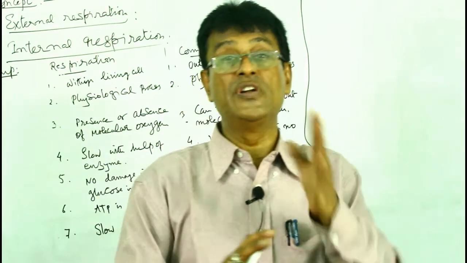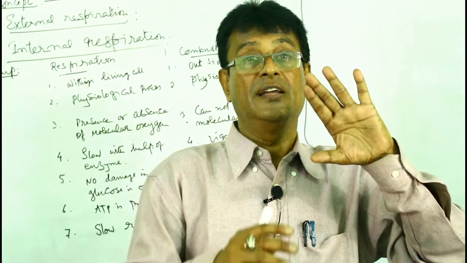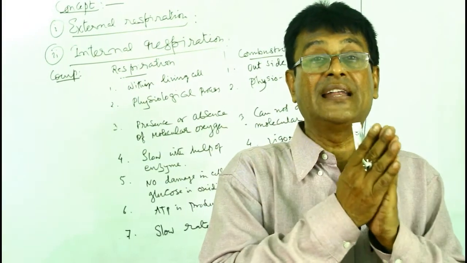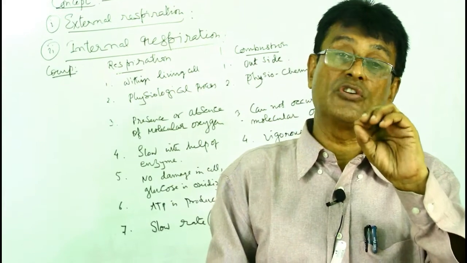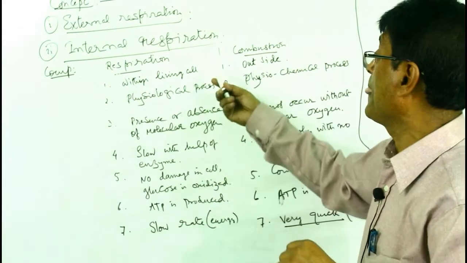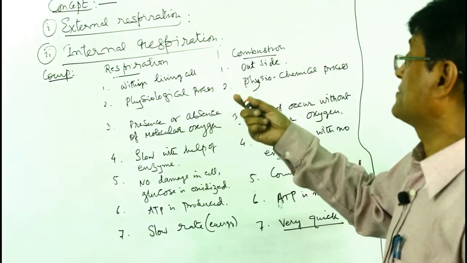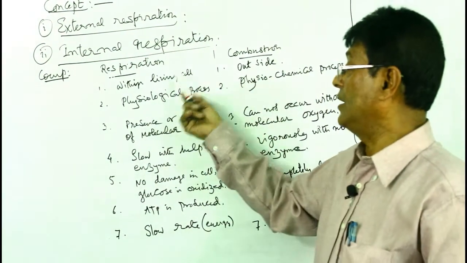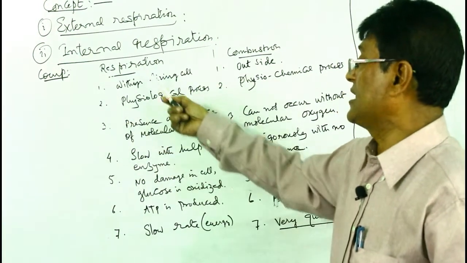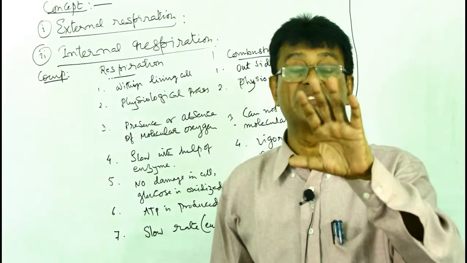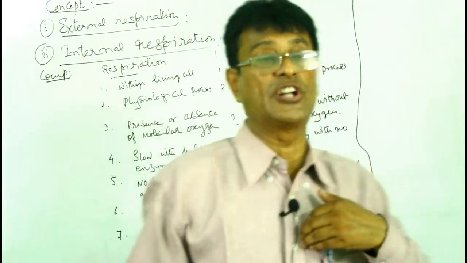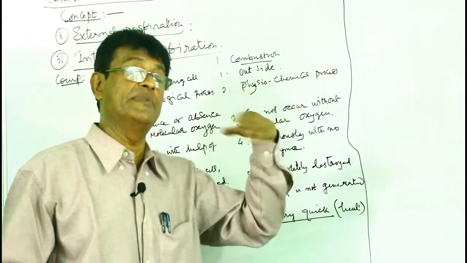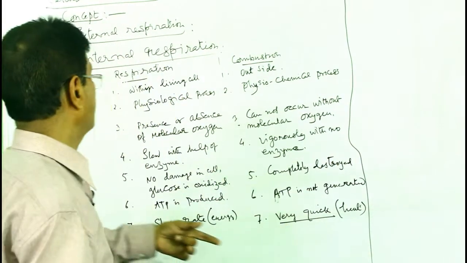The digested simplified food carried by the blood comes in contact with the oxygen, and then there is oxidation, which is also a kind of burning. And combustion is a burning that can be done anywhere outside the cell. Number two, respiration is a physiological process. That means it happens only in the body of organisms, but combustion is a physiochemical process. It can be done outside also.